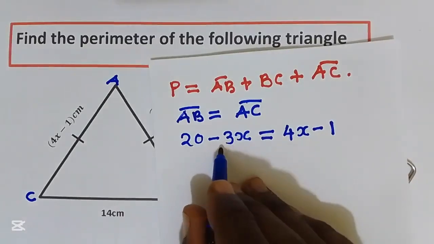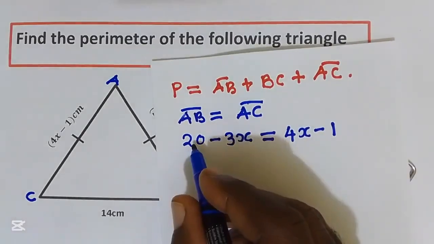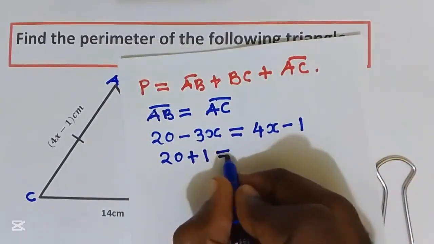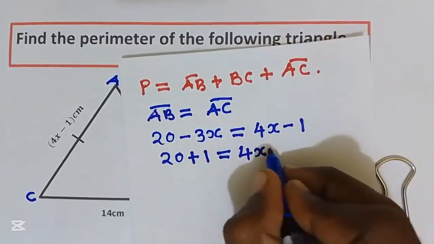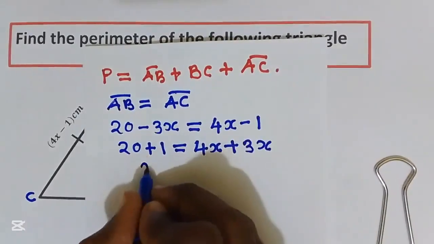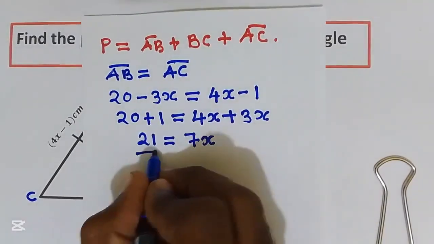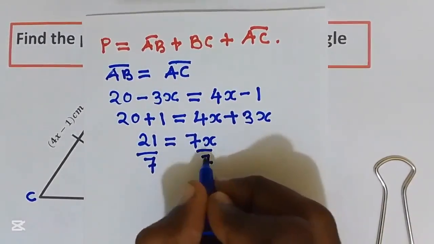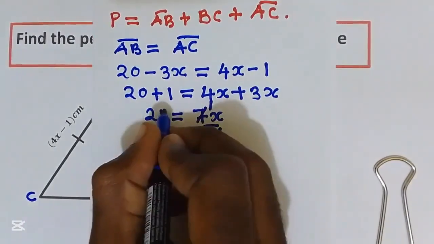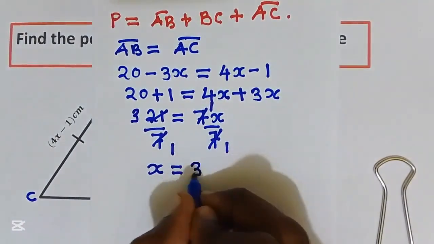I'm going to bring minus 3x to the right hand side and minus 1 to the left hand side. That is going to be 20 plus 1, which is equal to 4x plus 3x. This will give us 21 is equal to 7x. Dividing both sides by 7, 21 divided by 7 is 3. The value of x is equal to 3.